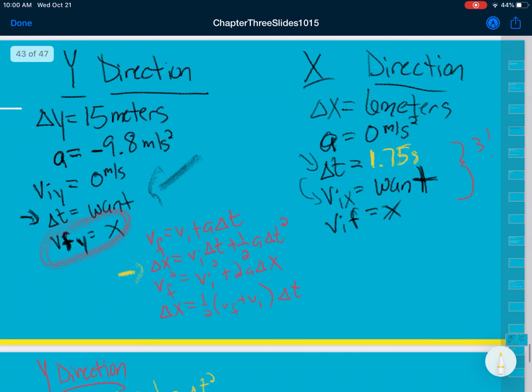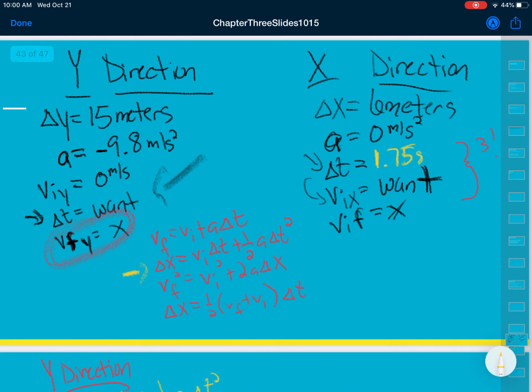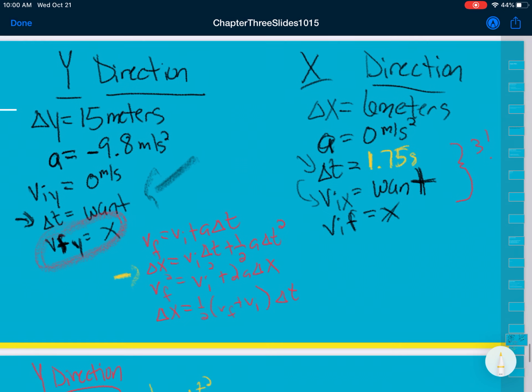In my X direction, okay? Because no matter what, it's going to hit the individual at the same time. So I know that it's going to take 1.75 seconds for me to throw my balloon and then for it to make contact with my friend's forehead. Okay, so now we are going to move into my x direction.